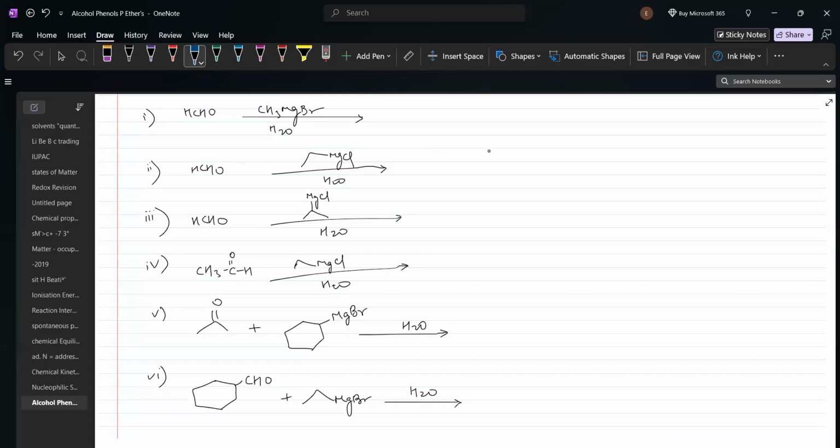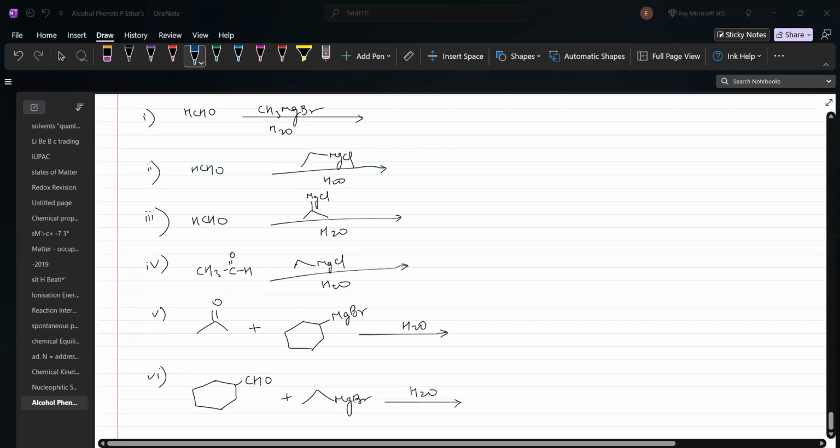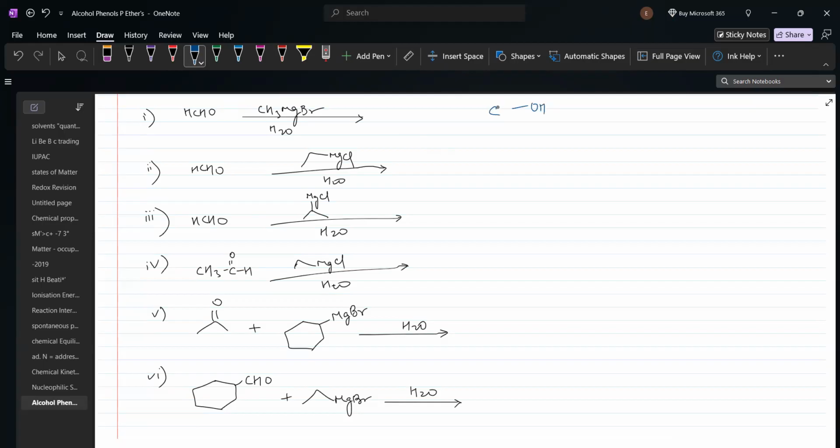So we have HCHO here. In this carbon having double bond oxygen, obviously it will break, and it will form OH. Having one hydrogen already, sorry, hydrogen here. Yes or no?